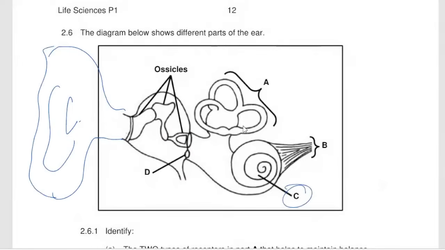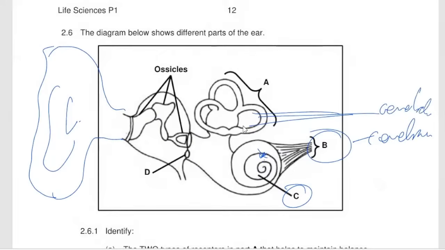Here we have the cochlea. You have the auditory nerves, which go to the cerebrum, since they're coming from the cochlea. And if they are coming from here, it means that they are going to the cerebellum. You understand? So this is the semicircular canals.